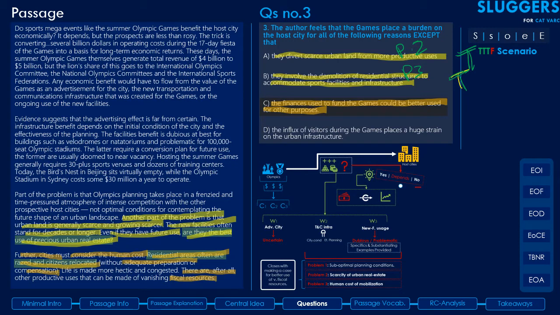He says that there are, after all, other productive uses that can be made of vanishing fiscal resources. The fiscal resources is what the word finances refers to here. Okay, it refers to the fiscal resources of the government, the government revenue. So he's essentially saying that yes, the government revenue can be put to more productive uses than using them in hosting the mega events or Olympics.